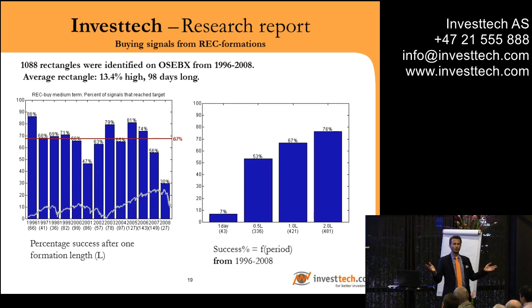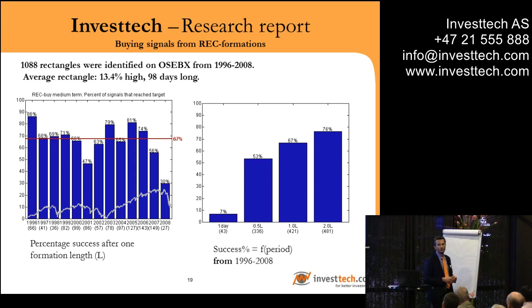We did the same test in Norway. We also did an update in 2008. And in this time frame, we identified 1,088 buy signals from the rectangle. The average height here was 13.4%. The average length was 98 days. The interesting part here is that we saw exactly the same result: 67% of the stocks with a buy signal from a rectangle actually went up to the target. And then we can go back to Brunel, which has the buy signal from the rectangle, and we can predict that there's a 67% probability that the stock will take out the target price inside of the length of the price pattern. We also saw that there are a few smaller patterns.